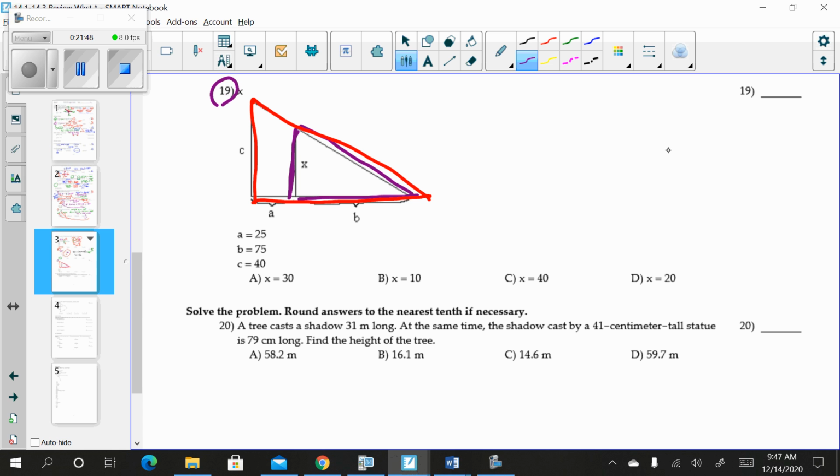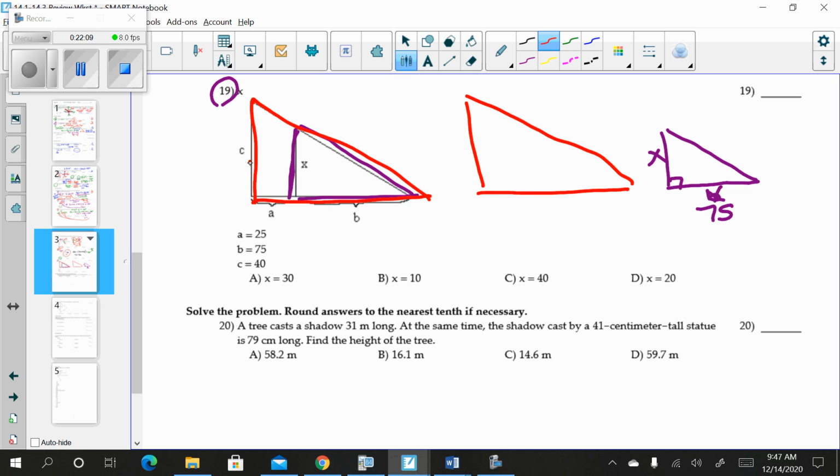So the purple one, this smaller one, the shorter one, the height is X and then the base is B. Now again, they're giving you information over here, so please put those numbers in. The B is 75, so I'm actually going to write that as a 75. I don't know the X, that's what I'm trying to find. In this red triangle, the bigger, taller one here, the C value is 40. So go ahead and let's put it in as a number. This B was 75 and the A was 25. So make sure, again, you label it.